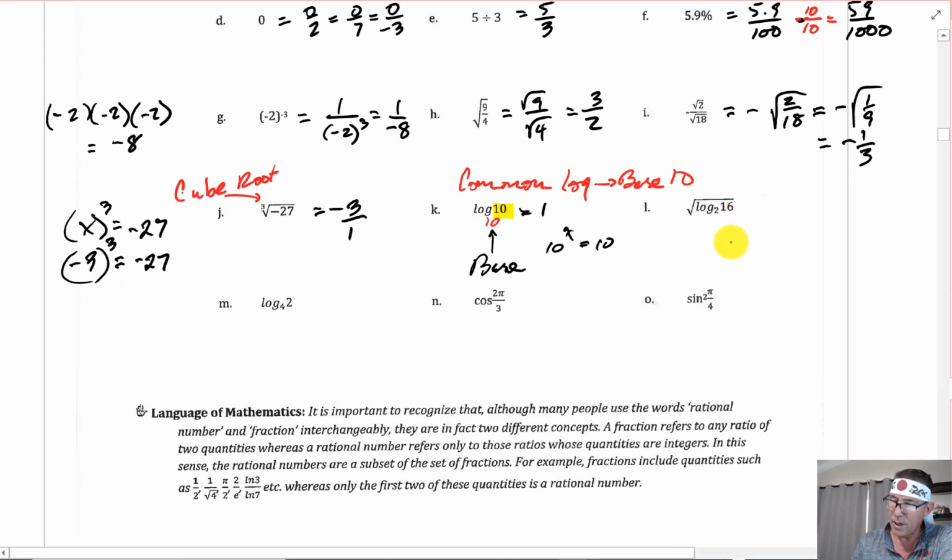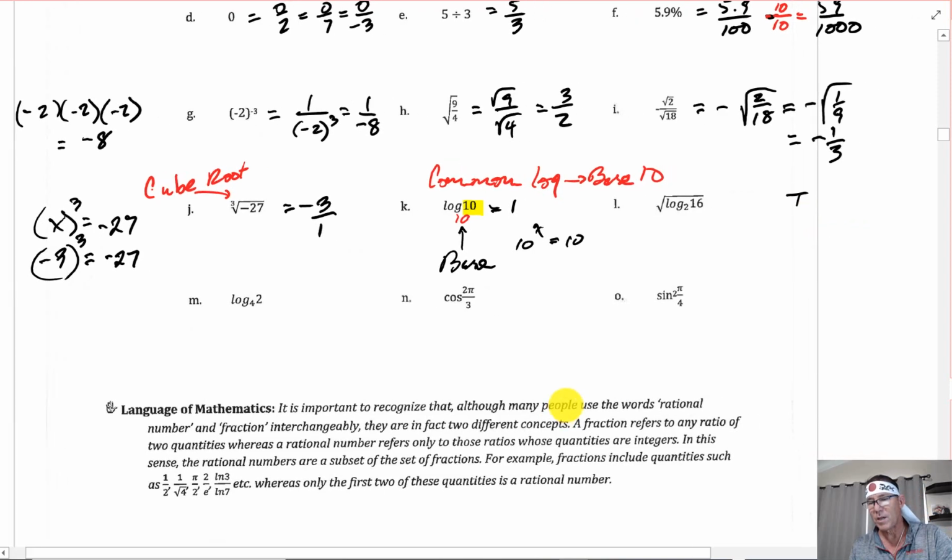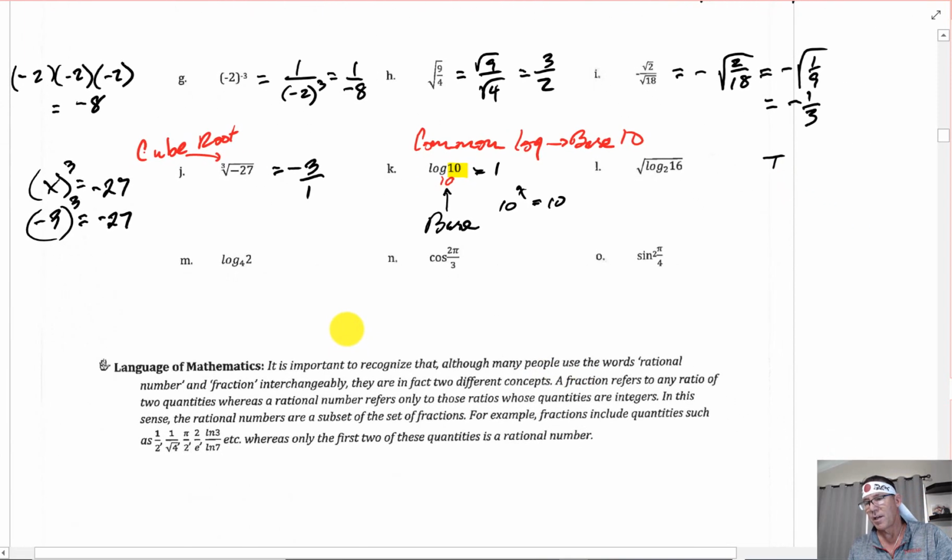This one here, you have to think about inside first. You first have to figure out what the log base 2 of 16 is. So let's go over here off to the side. You have to think in a certain fashion. You take the base 2, to what power gives you 16? 2 to what power gives you 16? That's how you think about a log.